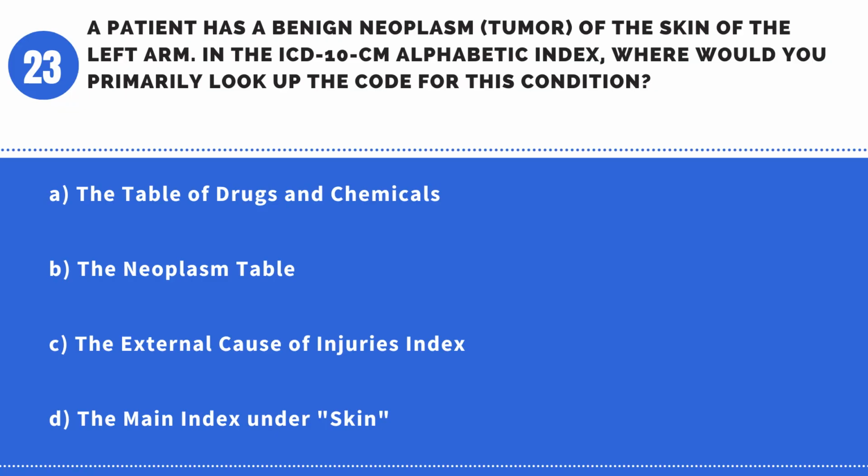Question 23. A patient has a benign neoplasm, tumor, of the skin of the left arm. In the ICD-10-CM alphabetic index, where would you primarily look up the code for this condition? A. The table of drugs and chemicals. B. The Neoplasm table. C. The external cause of injuries index. D. The main index under skin.